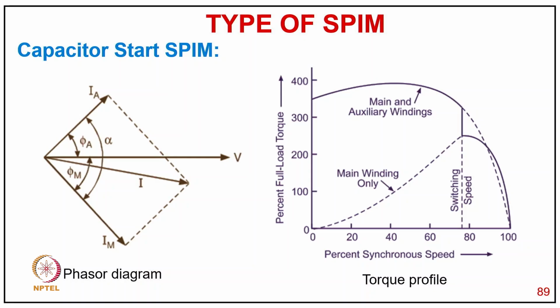Then you can see the torque characteristic with the capacitor, main winding and auxiliary winding: quite a large torque, around 350% of full load torque. Then it switches over at around 75% speed because of the centrifugal switch action, and it runs on the main winding only, with the other characteristic as shown here in the dotted line.